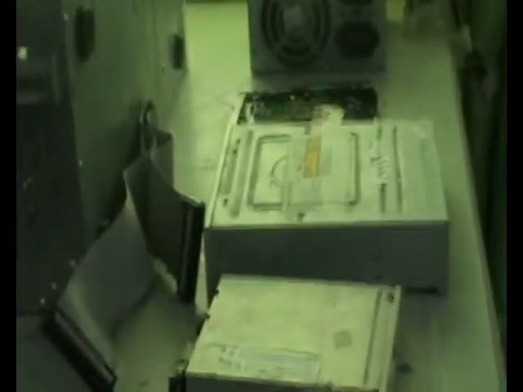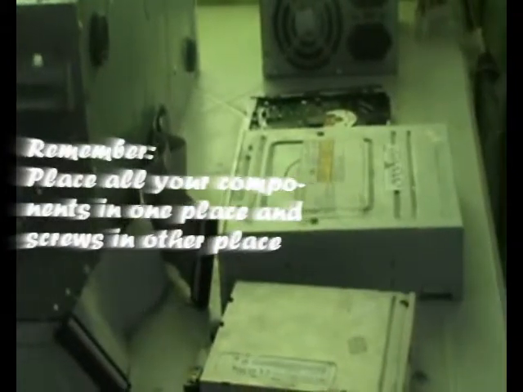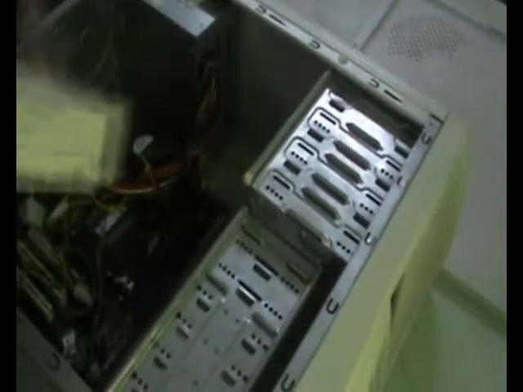In assembling your own PC, you should place all your components in one place and all your screws in one place. First, place the power supply in its position. After placing the power supply, next is the CD drive. We'll place it in the upper right corner of the CPU.